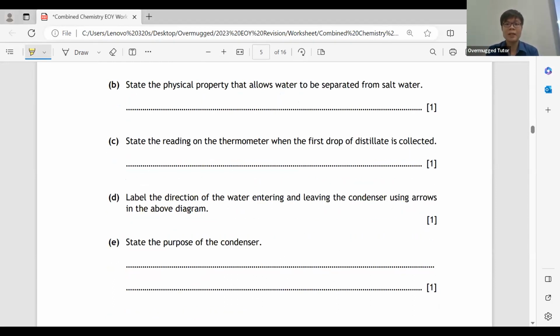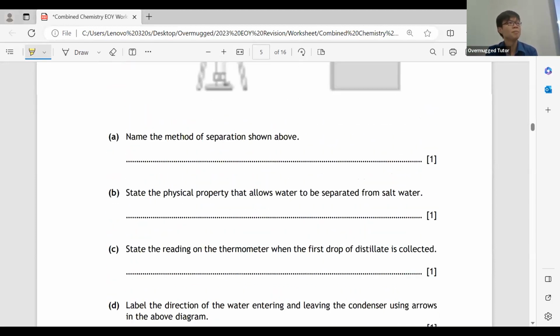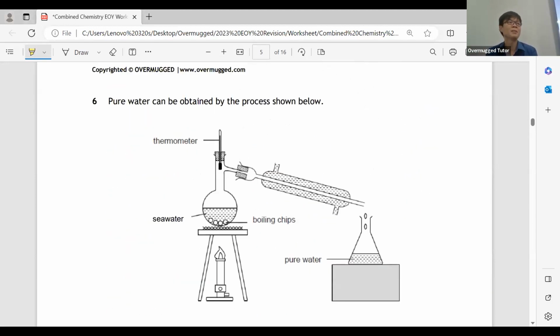Label the direction of water entering and leaving the condenser. Can you remember this? Okay, water in is below, water out is at top. So they can ask you to draw like this, or they can ask you what's wrong with the distillation setup, then they give you the wrong one.